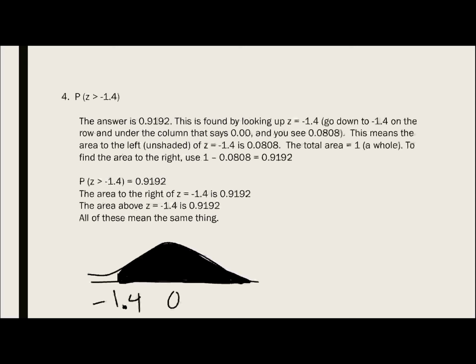Okay, the 0.0808 came from the chart. So the probability z is greater. We can also say the area to the right. We can also say the area above. All of those mean the same thing. Okay, the whole area is 1. The table gives you the left side. To get the right side, take 1 minus the left.